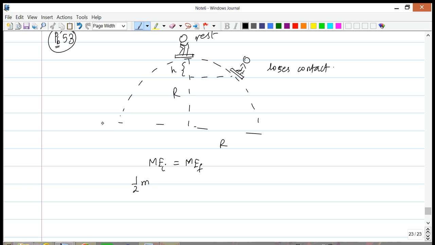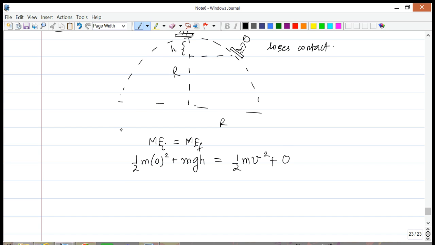Okay, so ME_i is equal to ME_f, and at the top of the hill the skier has, let's assume the mass of the skier is m, 0 kinetic energy but has some potential energy, which is mgh. Okay, and this is equal to, and we'll measure everything from the point where it's losing contact, so the final is simply the final kinetic energy, plus the height is 0. Okay, so v is equal to the square root of 2gh.